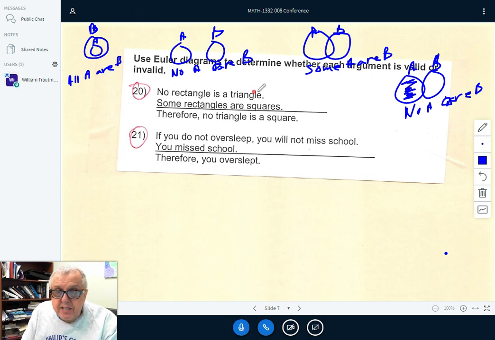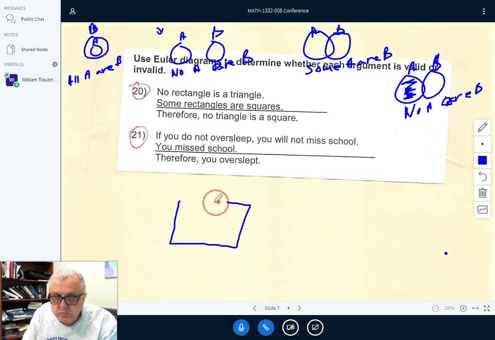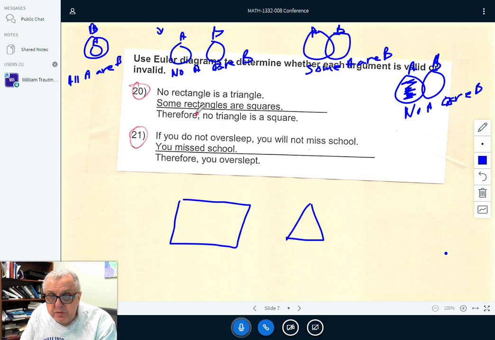So no rectangle is a triangle. It should look like this. No rectangle is a triangle. Do you see when we say no rectangle is a triangle? Then it says some rectangles are squares. So in other words, the rectangles should be matching up with squares. I'm using the actual shapes. So therefore, no triangle is a square.